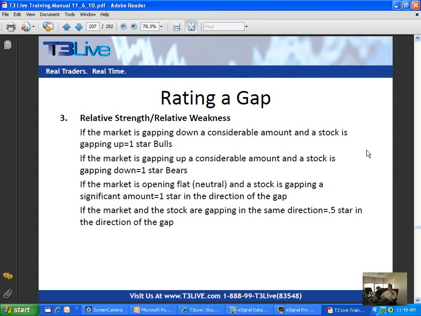Relative strength to weakness, if the market's gapping down a considerable amount and the stock is gapping up, 1 star to the bulls. Vice versa, 1 star to the bears. If the market is opening flat or neutral and a stock is gapping a significant amount, 1 star in the direction of the gap. So if the market's basically flat, but you come in and your stock is up 5% pre-market, 1 star to the bulls. Okay. If the market and the stock are gapping in the same direction, it's a 0.5 star in the direction of the gap.